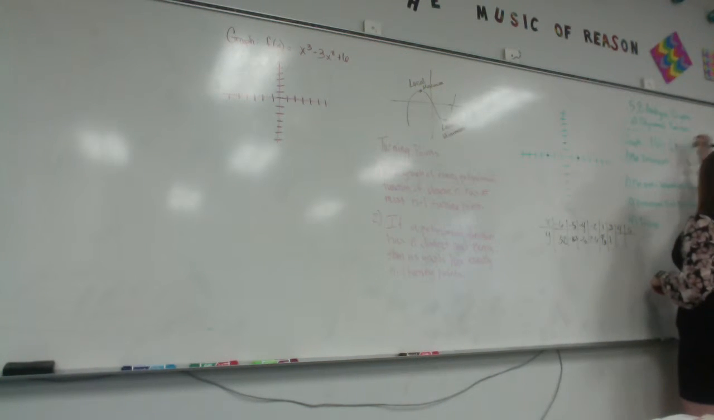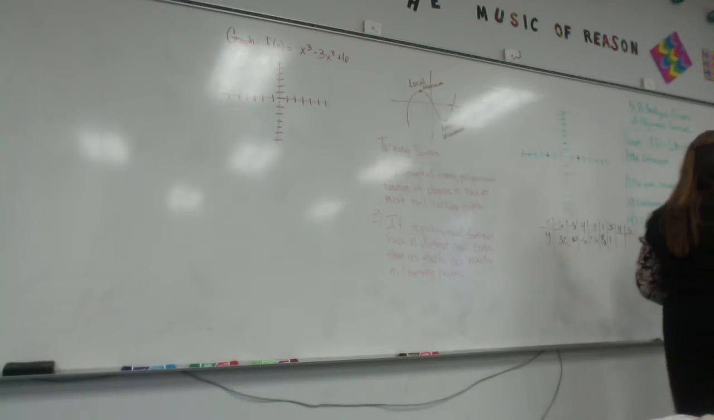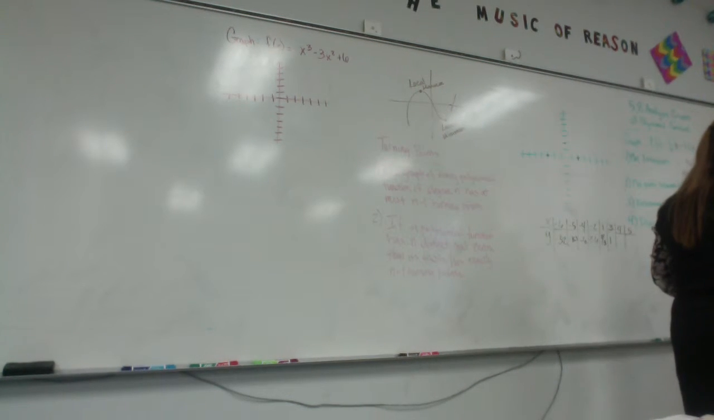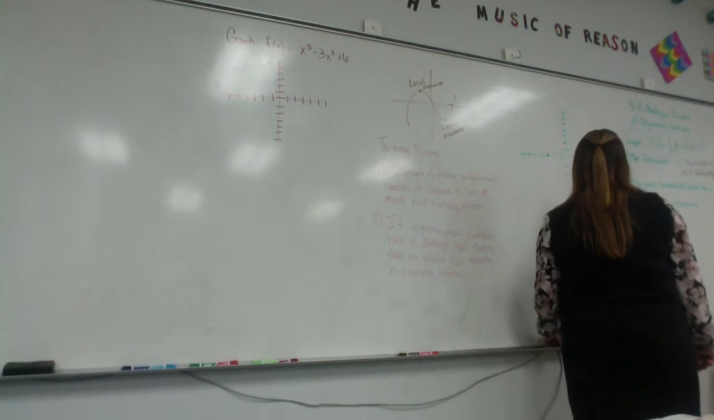Plug in 4. Much easier. 4 minus 2 is 2. 2 squared is 4. 4 times 7 is 28. 28 divided by 6 is 4.6.